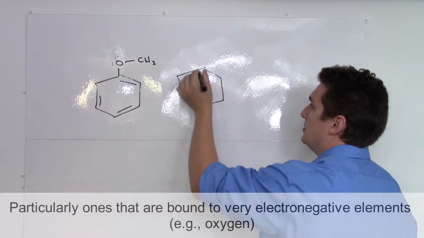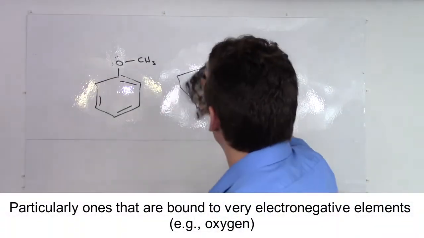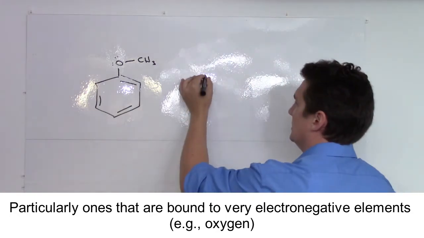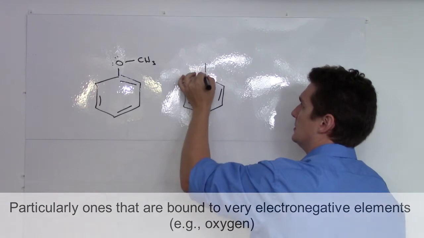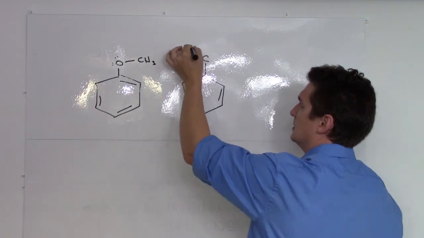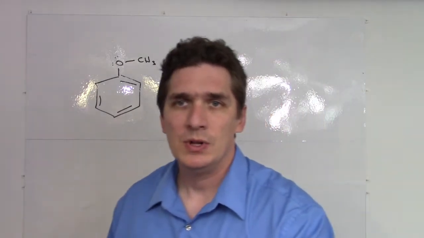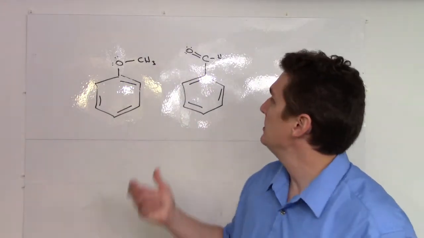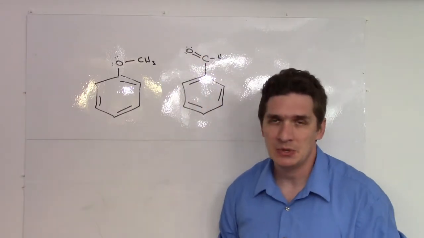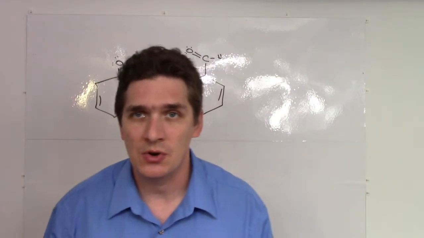So let's say we go with, oh, that was a terrible way to draw benzene. Let's say we draw benzaldehyde. Well, in this case, carbon is equally electronegative with carbon, but because carbon doesn't have a lone pair, it can't participate in the resonance structures. So this would actually make it an electron withdrawing group.